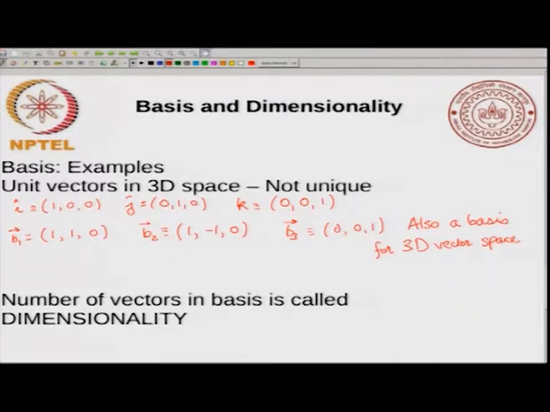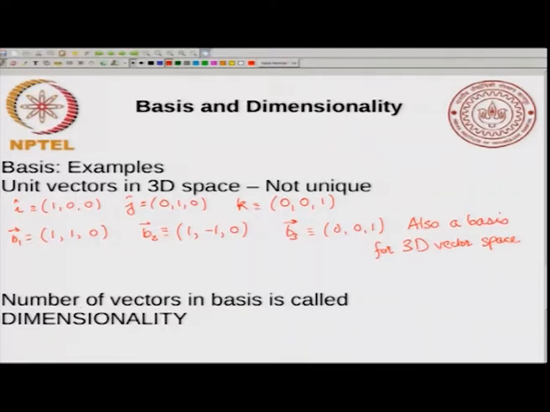Okay. So, for example, suppose you just take two of these vectors b1 and b2. Now, b1 and b2 are linearly independent, okay, but I cannot express an arbitrary vector as a linear combination of b1 and b2, because whatever linear combination I take of b1 and b2, the z component will always be 0. Okay. So, just b1 and b2 cannot form a basis, you need b1, b2 and b3 to form a basis. So, you need the 3 vectors to form the basis, and what we said again is that the number of vectors in the basis is called the dimensionality.